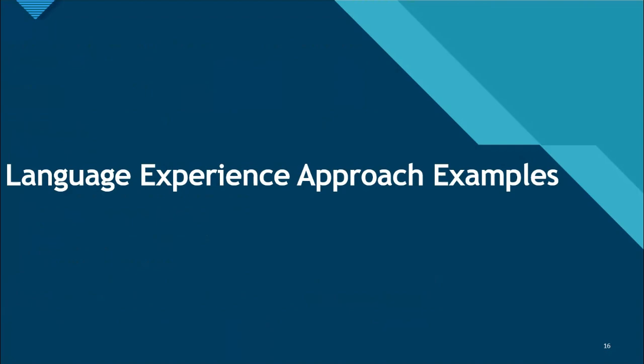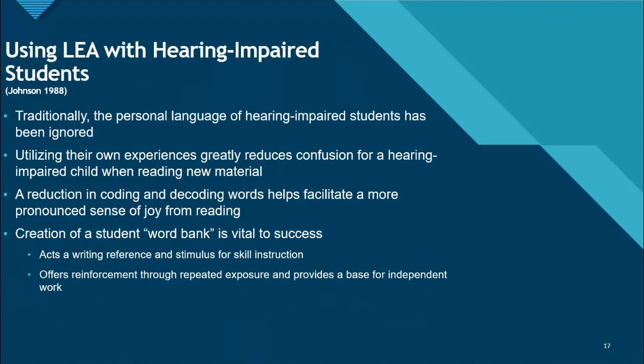And here we're going to look at a few experience approaches, ways to utilize the LEA model in a real-world setting. So here we have a story about using the LEA model with hearing impaired students. And traditionally, students with hearing impairments don't have their own internal language recognized. We tend not to, or teachers may tend not to think in those terms. But of course they have their own language. They have to. They have an internal monologue. They have a way to interact with what they are experiencing.